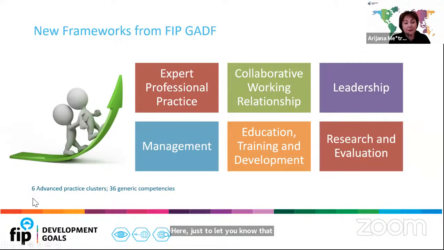Here, just to let you know that the new advanced levels of the competencies are described in the Global Advanced Competency Framework, which I already mentioned before. You can see the six important areas that all pharmacists in the world should develop further, and maybe specifically in the ones of their interest. So expert professional practice can be more in a clinical way. Either you want to be more expert in antimicrobial stewardship, or maybe mothers and babies care, or maybe cancer care, something like that.